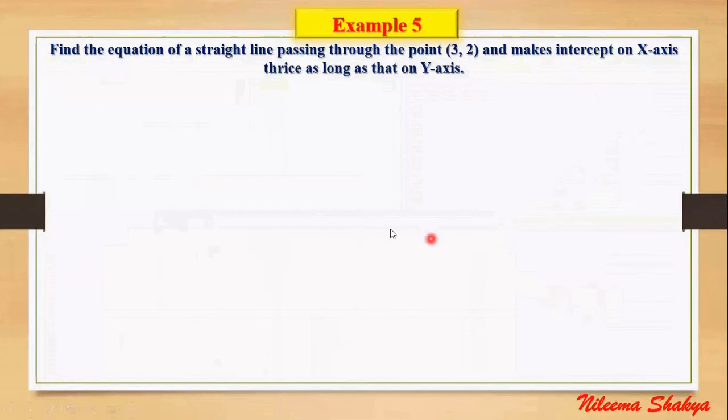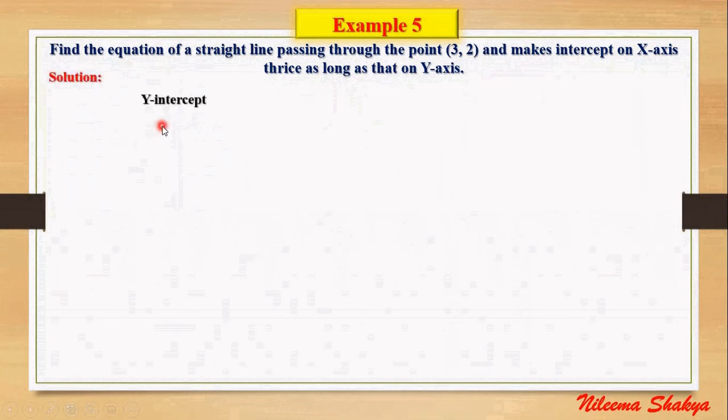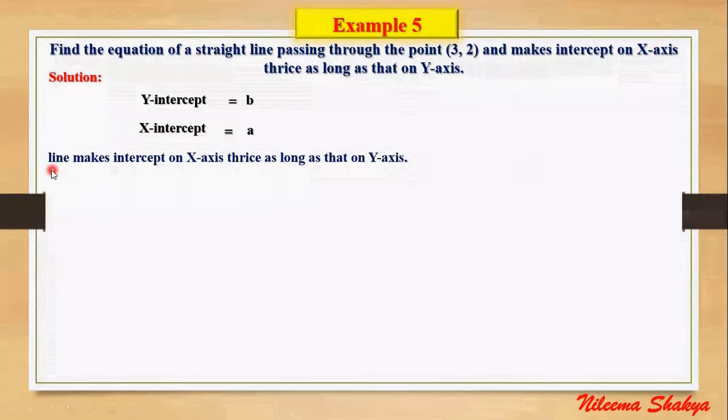One more question, number 5. Find the equation of a straight line passing through the point (3, 2) and makes an intercept on the x-axis thrice as long as that on the y-axis. Let's solve it. We know y-intercept is denoted by b and x-intercept is denoted by a. Here, the question says the line makes an intercept on the x-axis which is thrice as long as that on the y-axis.